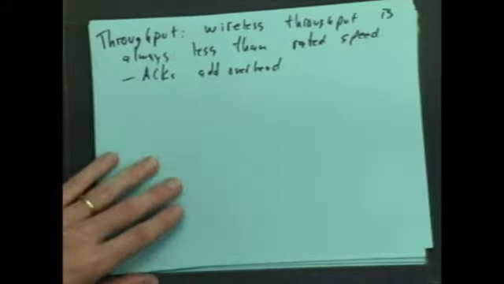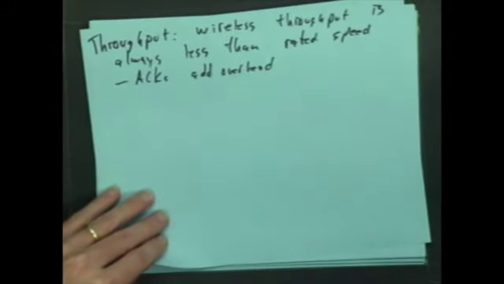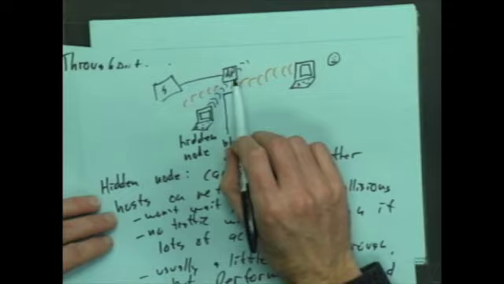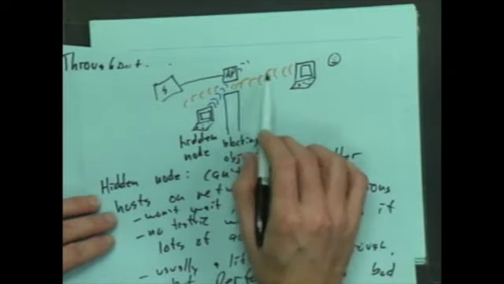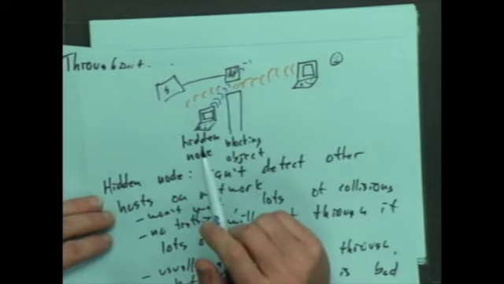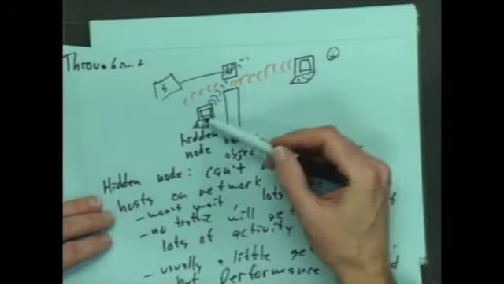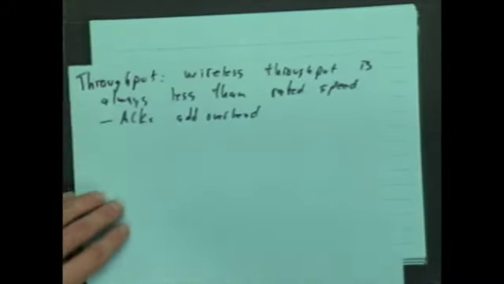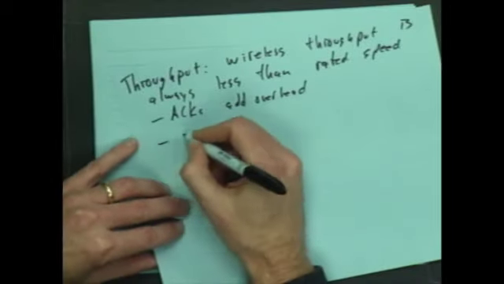So even if it's just me and my wireless access point, this is a better diagram, even if it was just me and the access point and we were all alone, just the ACKs are going to add a fair amount of overhead there. Once I've added in clients, the overhead goes up and up and up.